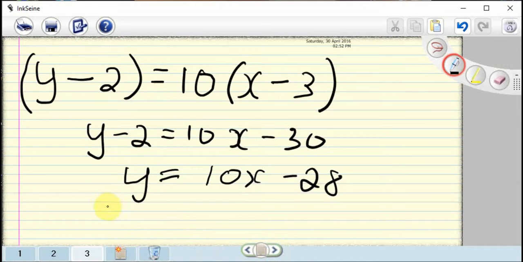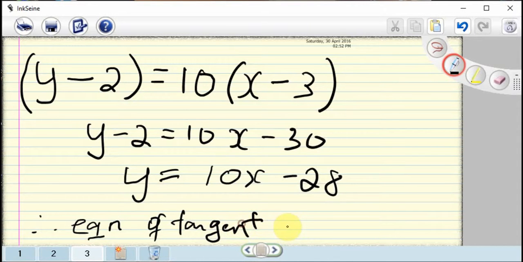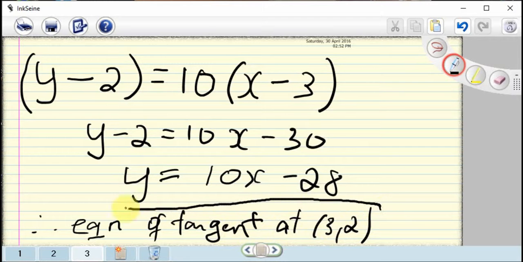This is the equation of our tangent at the point 3, 2. So the equation of the tangent at the point 3, 2 is going to be y equals 10x minus 28. And that is our first example. We're going to look at another example shortly.